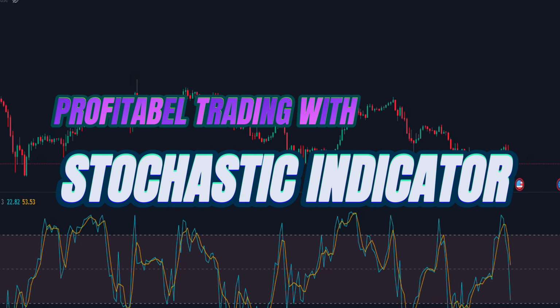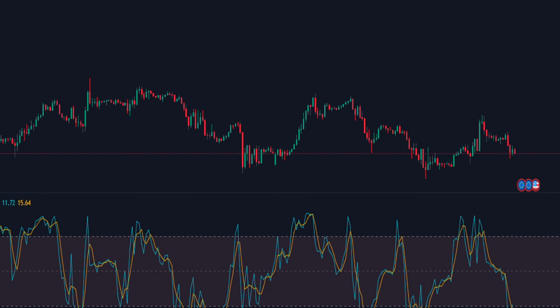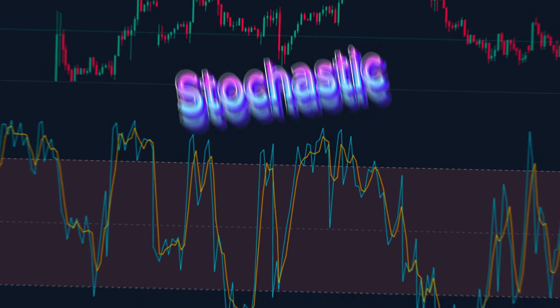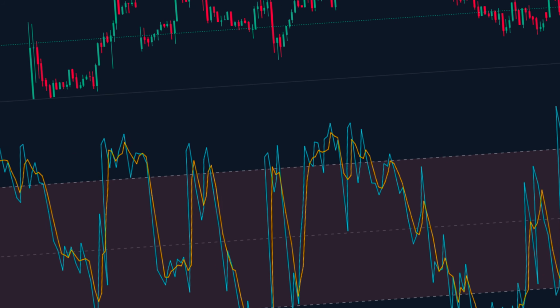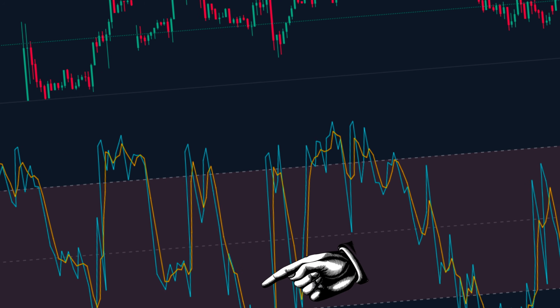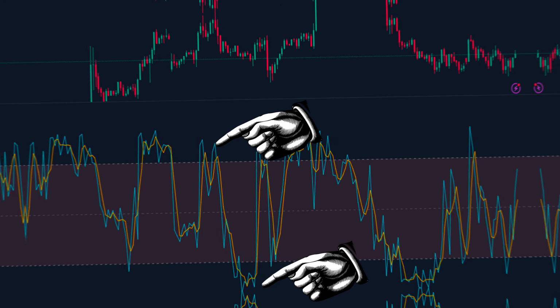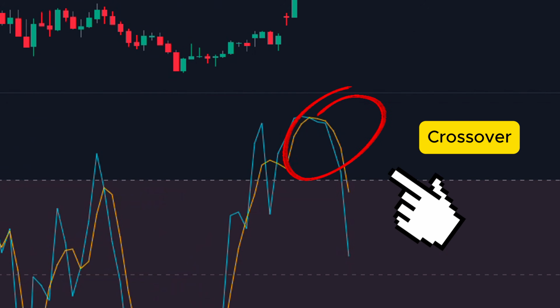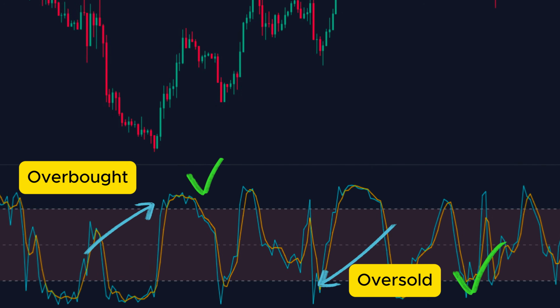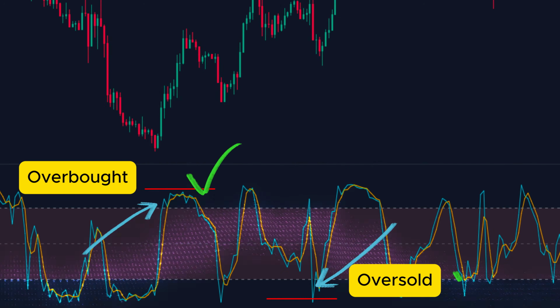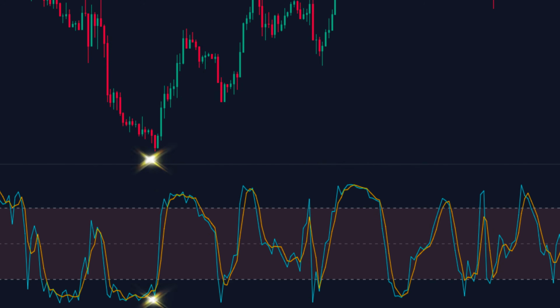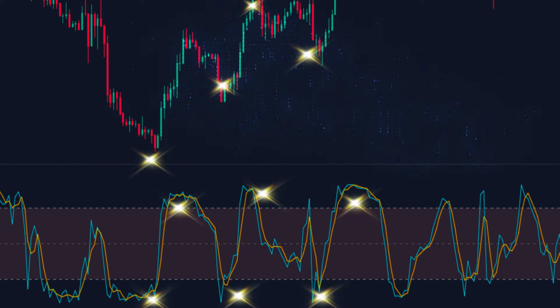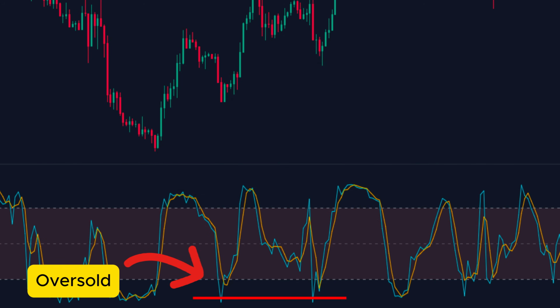In this video, we show you the best proven strategy using the stochastic indicator. The stochastic oscillator is a momentum indicator that shows the location of the closing price relative to the high-low range over a set number of periods. It was developed in the late 1950s by George Lane and is widely used to identify overbought and oversold conditions. It can be used to find low and high levels on the chart. Oversold and overbought refer to these two levels.